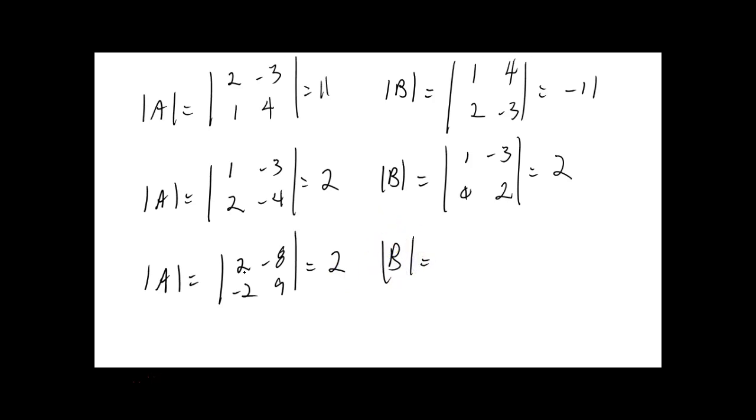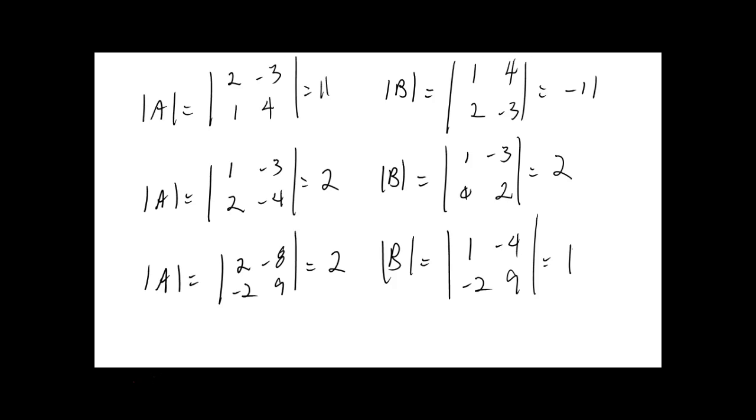Now, what do you think we're going to do to this one? Divide the top row by 2, right? 1, negative 4. That's an elementary row operation, right? Negative 2, 9. What's its determinant? 9 minus 8 is 1. So how do we get from 2 to 1? We divided the first row by 2. That divided the determinant by 2.